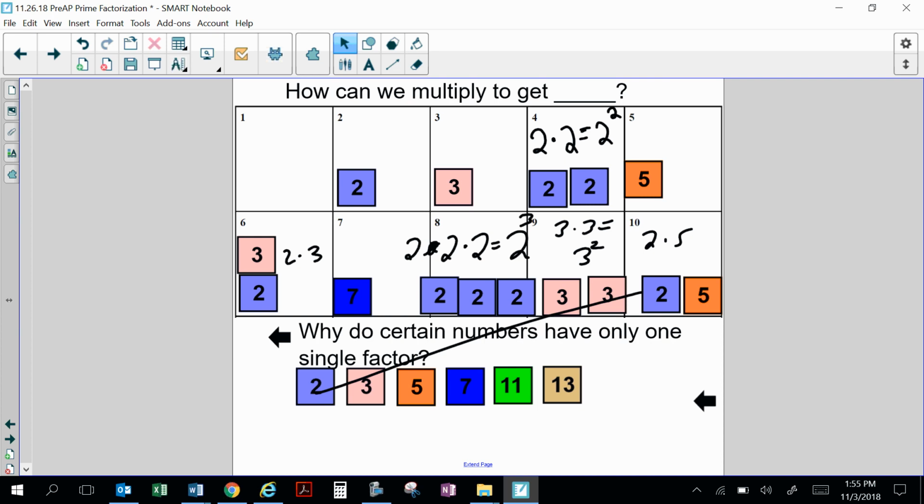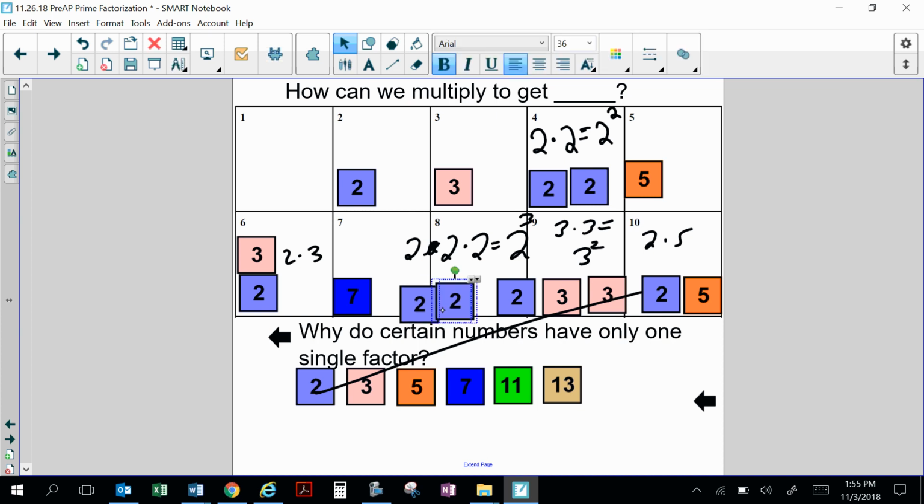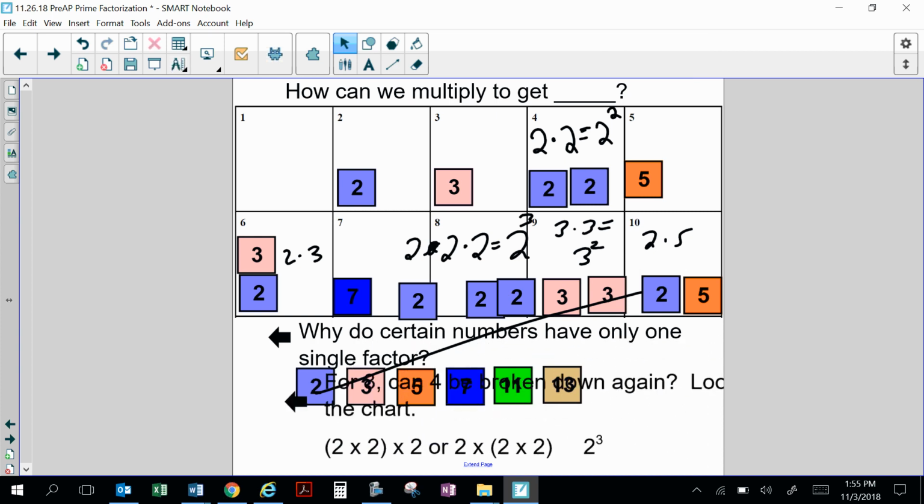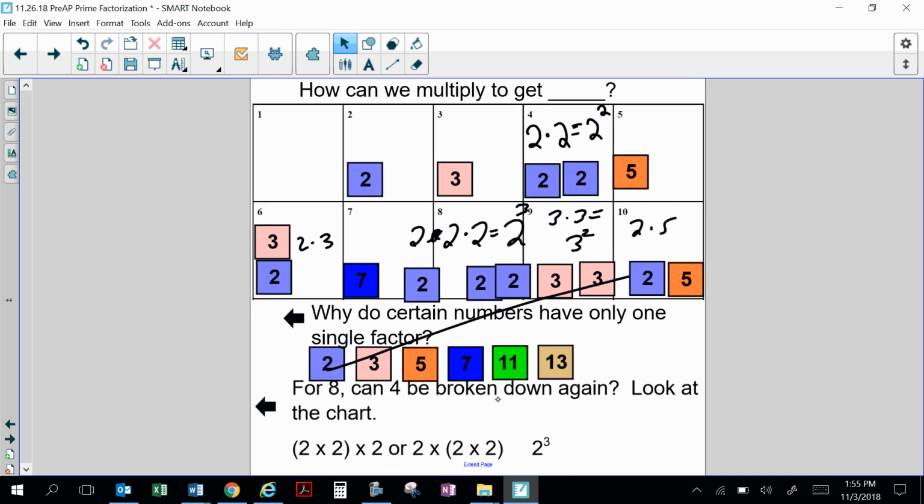Let's go back to 8 again. Let's talk about 8. Are there different ways to say 8? For example, one way to say it is, what's 2 times 2? 4. 4 times 2 is 8. Can I say it as 2 times, and what's 2 times 2? 4, times 2 is 8. So for 8, can 4 be broken down again? Yes, 2 times 2. So we multiply the first 2 pairs. That's 2 times 2 is 4. 4 times 2 is 8, or 2 times 4.